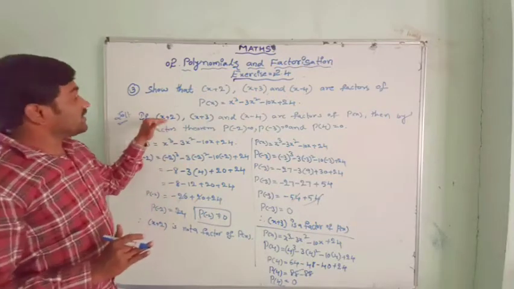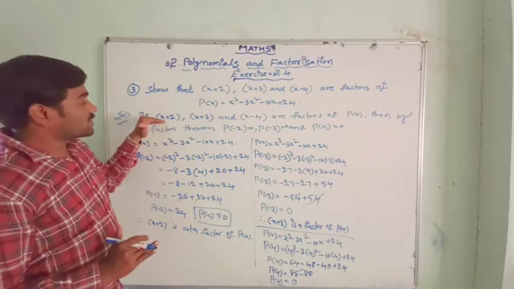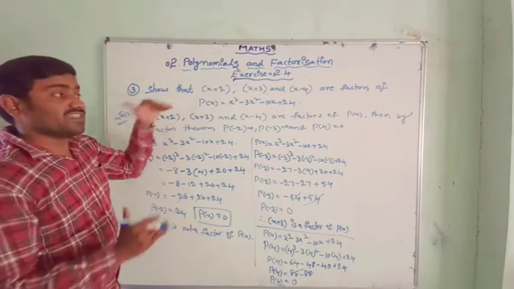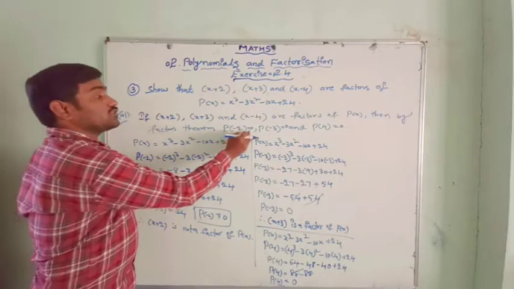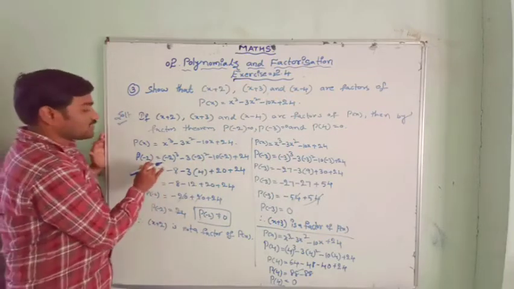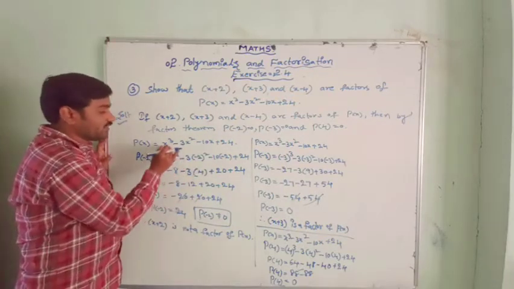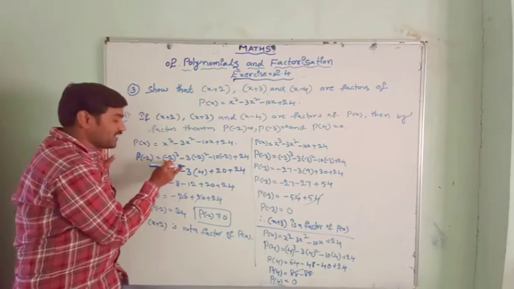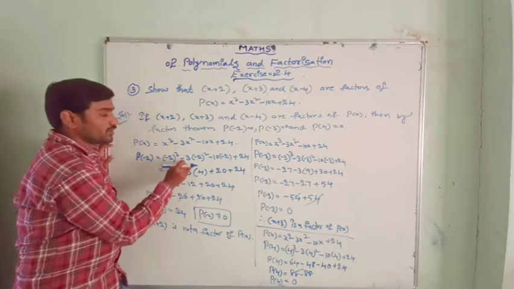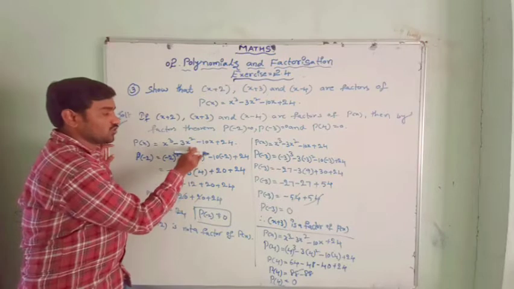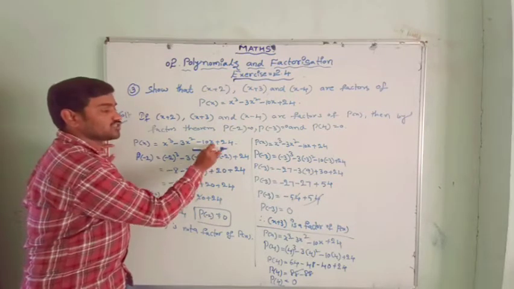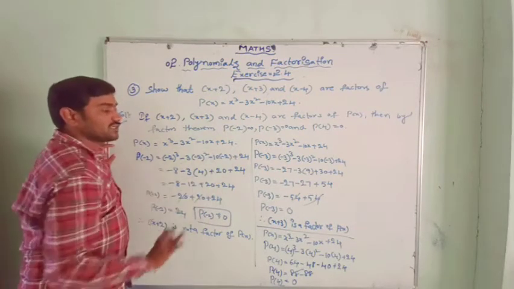Because if you want this x plus 2 to be a factor of this given polynomial, then we have to prove that p of minus 2 equal to 0. See that p of minus 2 equal to what you got when you substitute it here. In the place of x, if you substitute, p of minus 2 is minus 2 whole cube minus 3 into minus 2 whole square minus 10 into minus 2, in the place of x, minus 2, plus 24.